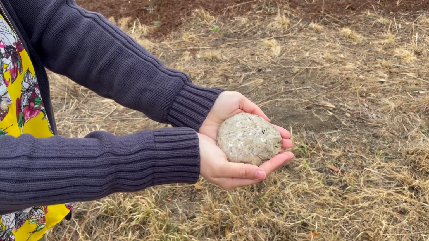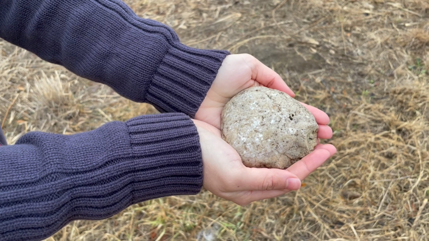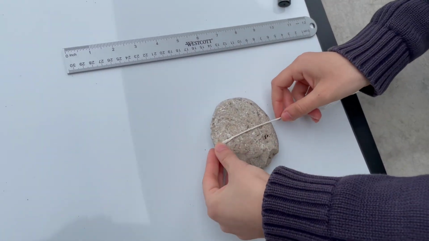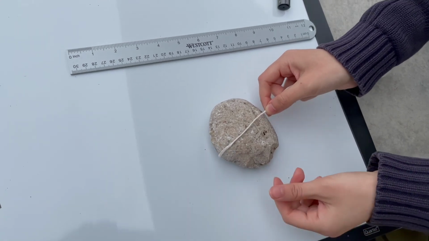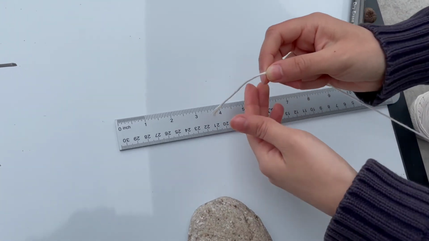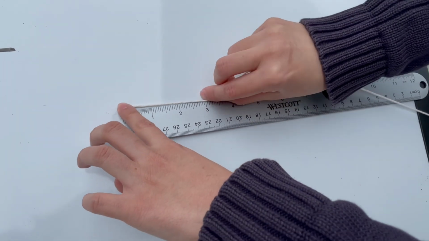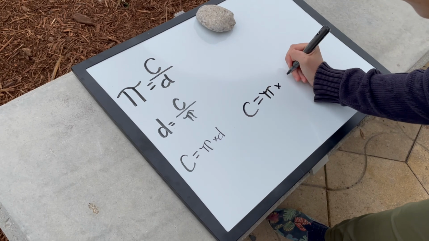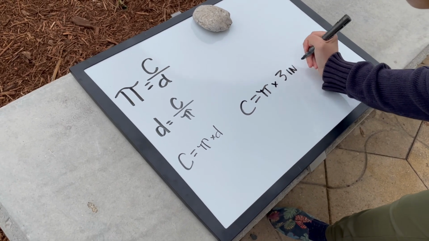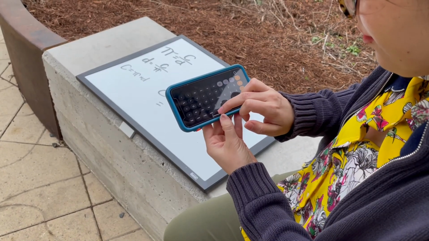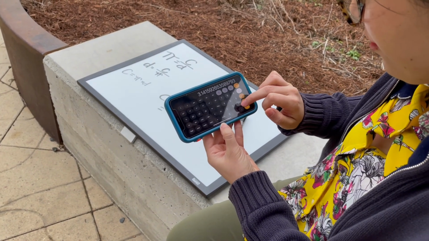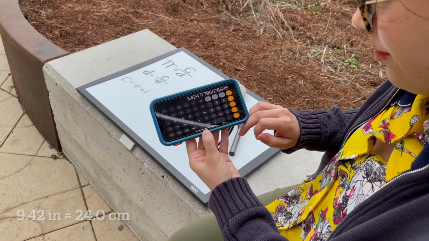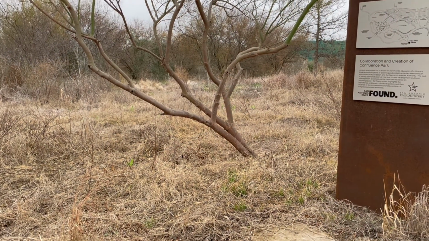Next, we found this circular rock. Let's measure the diameter and calculate its circumference using pi again. This time, we'll use the string to measure the diameter of the rock. And as you'll see, it's about 3 inches wide. We'll use this diameter to fill out our equation to find the rock's circumference. When we multiply pi and the 3-inch diameter together, we find that the circumference is equal to 9.42 inches or 24 centimeters.